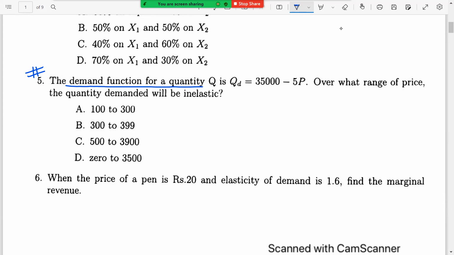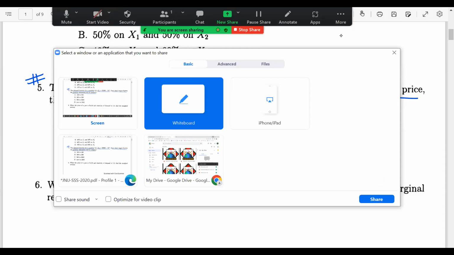The demand function for a quantity is given by QD equals 35,000 minus 5P. The question is asking us over what range of price the quantity demanded will be inelastic. So we need to find out the range of price over which the demand will be inelastic. Very easy question. Let's come to the whiteboard and solve this.